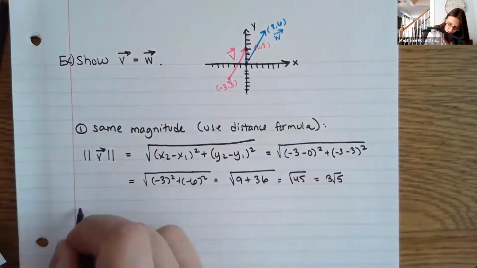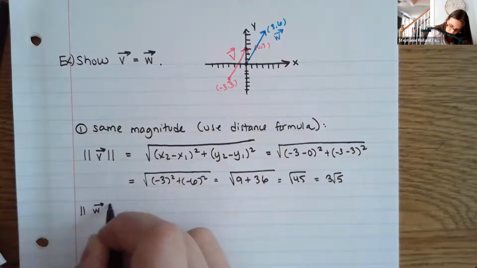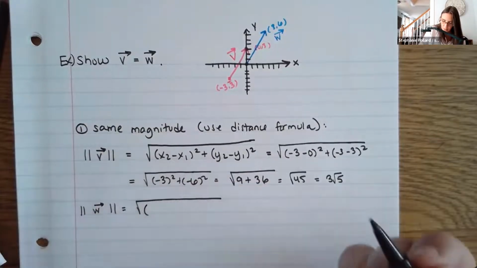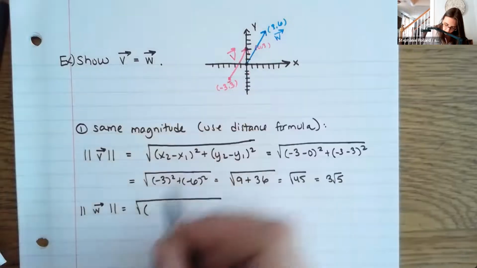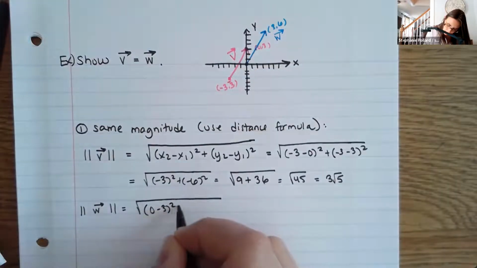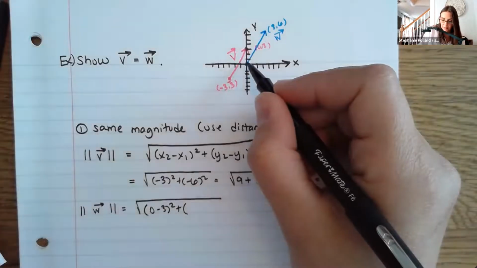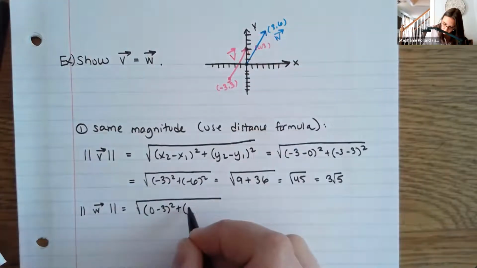Now I'm going to do the magnitude of w. I'm going to use the same formula. So I'm going to subtract my x's first. So here I have a 0 and a 3. And then I subtract my y's. So this is the point 0, 0. So my y is 0 here. And then I have 6.